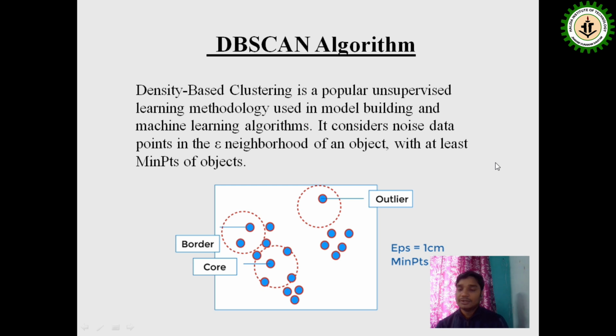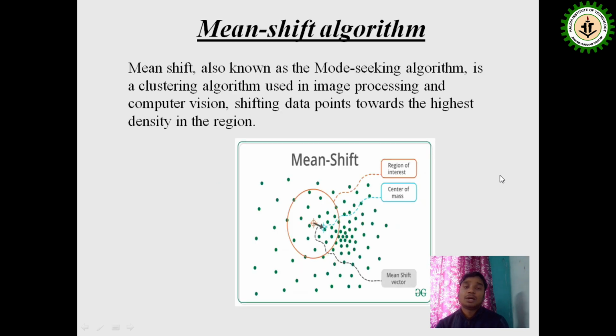So next I will discuss the mean shift algorithm. Mean shift is also known as the mode seeking algorithm. It is an unsupervised clustering algorithm that aims to discover blobs in a smooth density of samples.